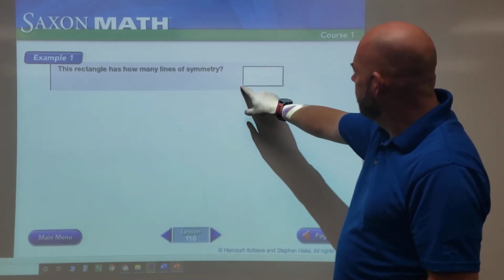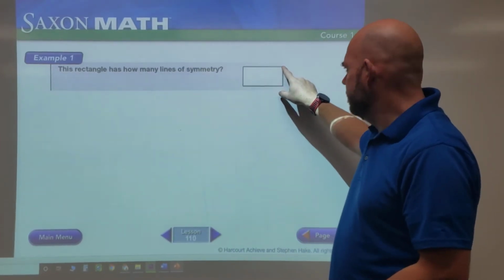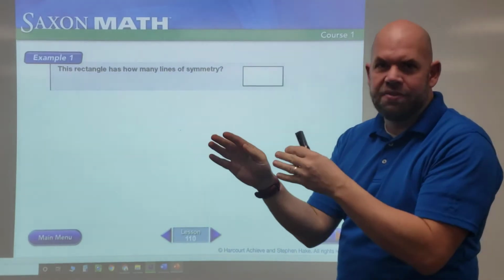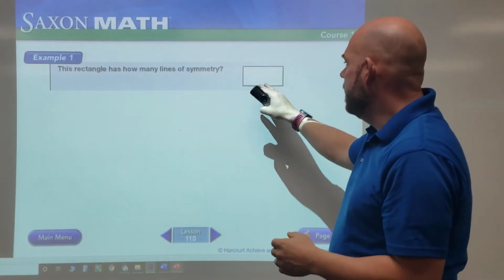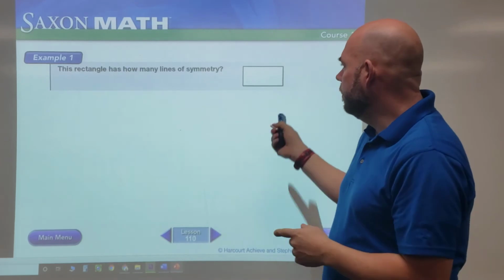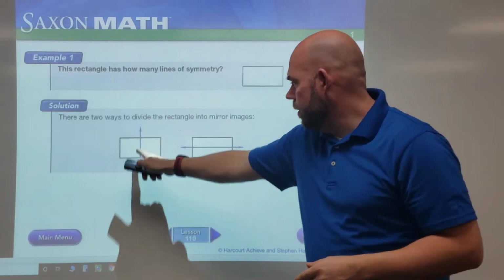What if we did it from corner to corner? Would that be symmetrical? Well, if we fold it in half that way, and you can do this with a piece of paper, no, it's not going to match up perfectly. So we really only have two lines of symmetry. We have that one and this one.